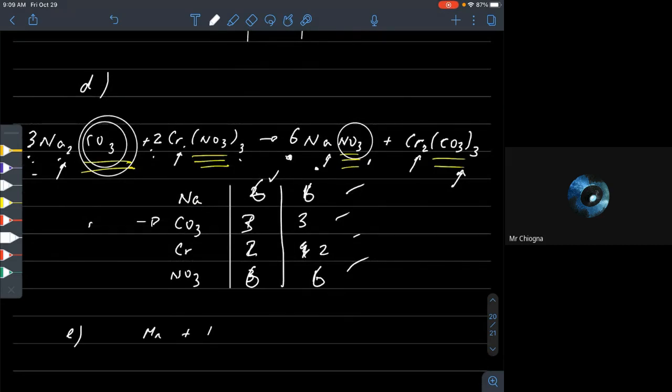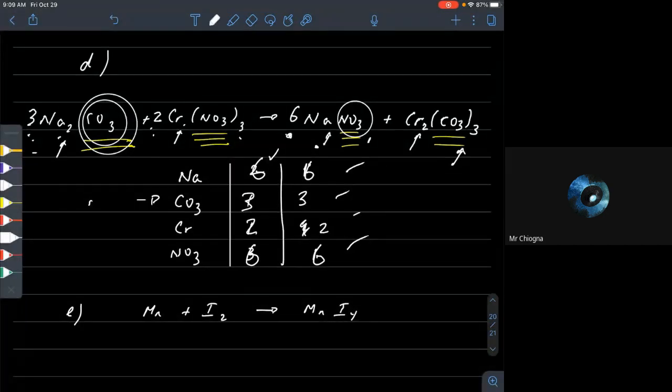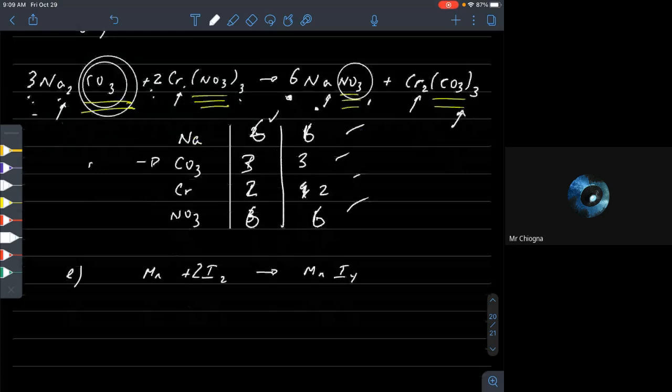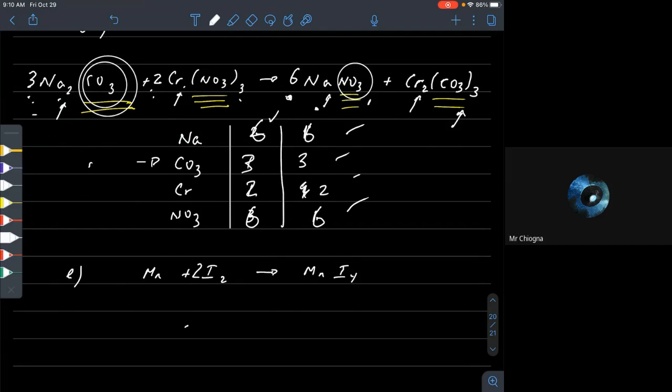Mn plus I2 produces MnI2, and I'm just going to give this to you. I'm going to do it quickly. There's a 2 in front of here. Done. What type of reaction is this? Element plus element. Synthesis. The synthesize means they combine and form something new. They come together and make something new. Synthesis.